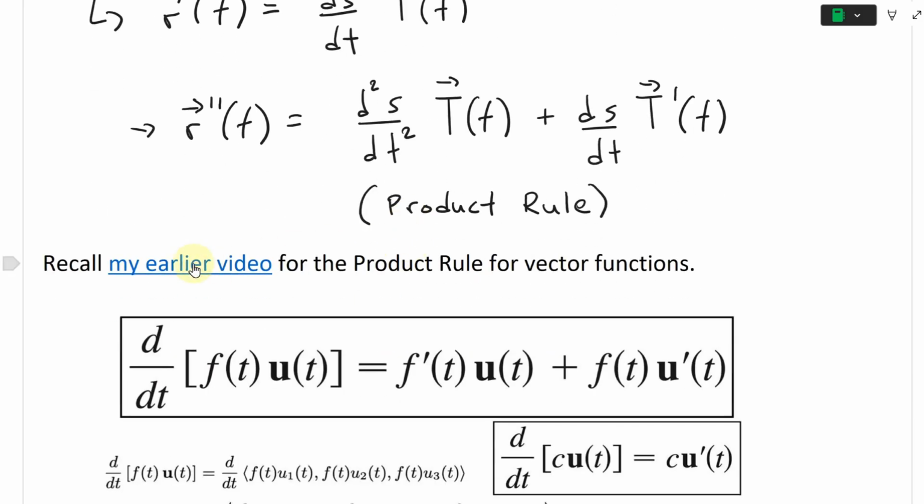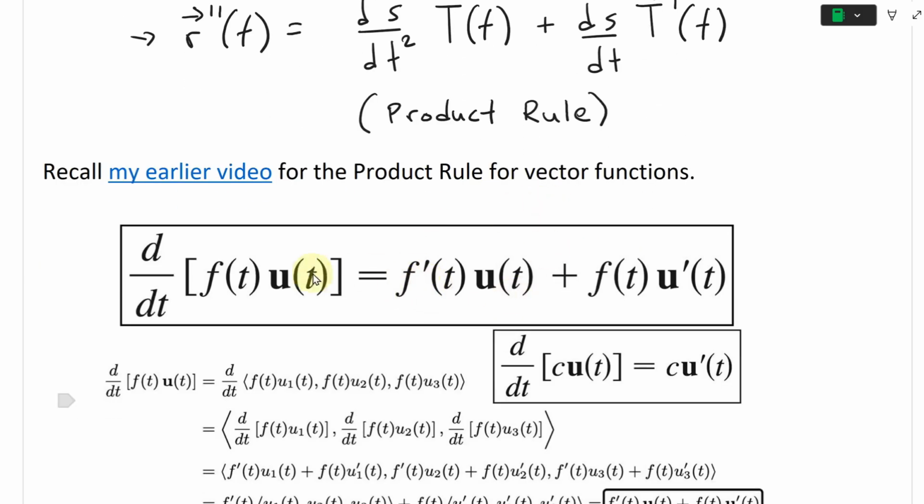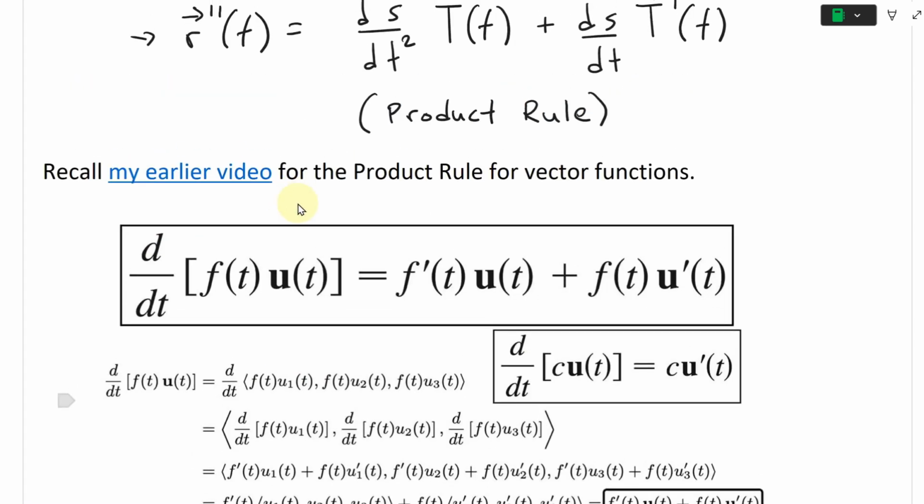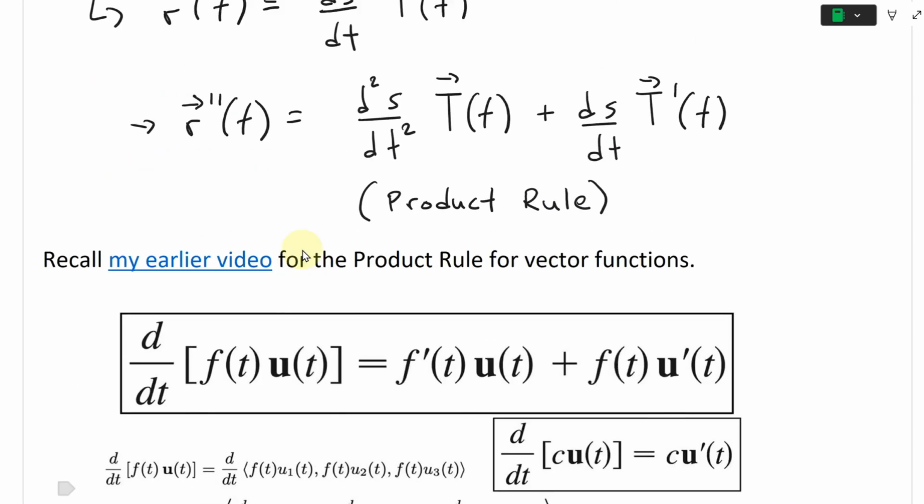Now going further, recall from an earlier video the product rule. I'll just recap it right now. Here's the thumbnail of it, and it shows you the proof. You expand it out, take the derivative by components, and eventually get this. Basically, if you have d over dt of a function f of t times a vector function u of t, it's similar to this one here.